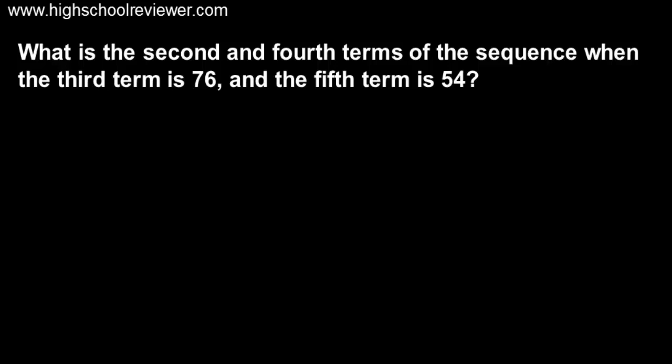Arithmetic sequence word problems. Our next problem: what are the second and fourth terms of the sequence when the third term is positive 76 and the fifth term is positive 54? Okay, so our first term is an unknown. We do not know that. Also, we have to find the second term. Our third term is positive 76. Our fourth term is an unknown, and our fifth term is positive 54. So we need to find the first term, the second, and the fourth term.